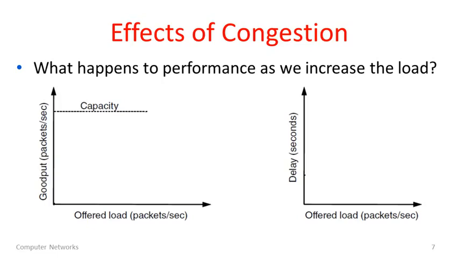So the x-axis here is offered load. As the offered load increases, what would we like to happen to the goodput or throughput through the network? Ideally, it should rise exactly with the offered load. As that goes up, we expect the throughput of the network to go up. And of course, when the offered load reaches the capacity, the highest amount of data that could go through the network, then we would expect that even if you offer more load, the throughput can't go up any further.